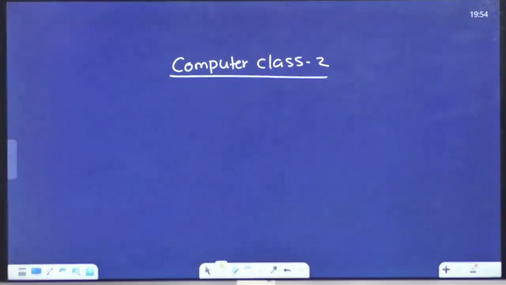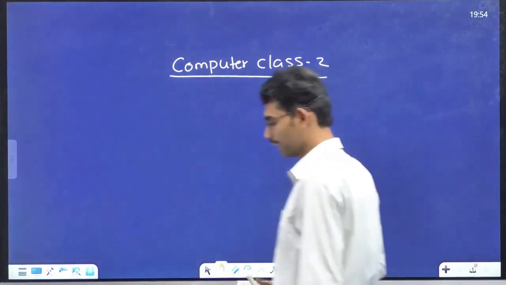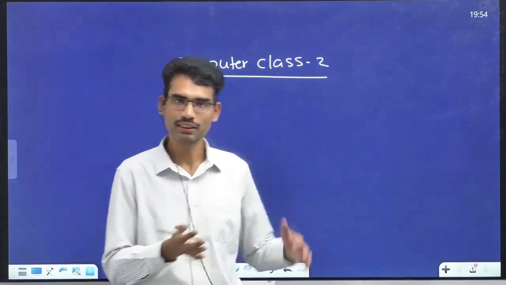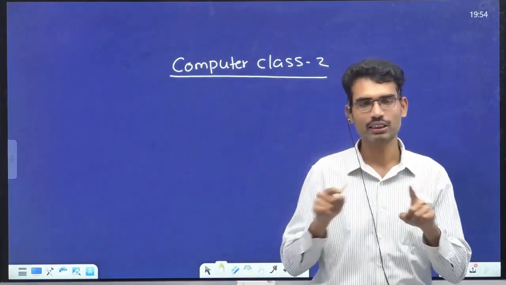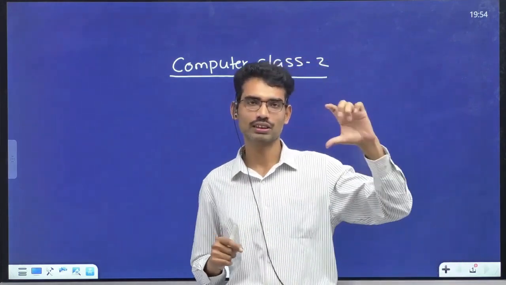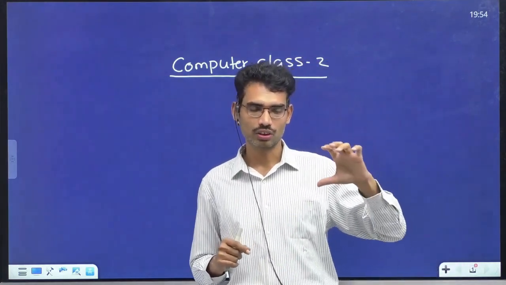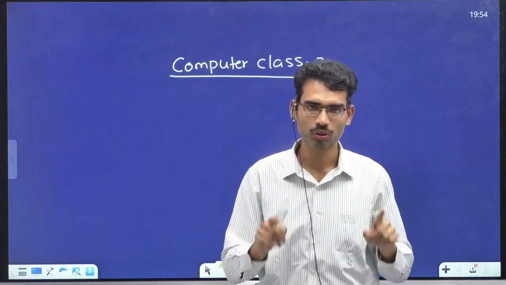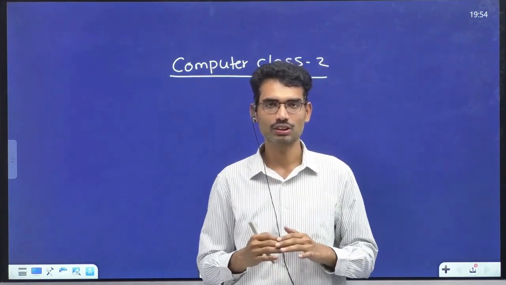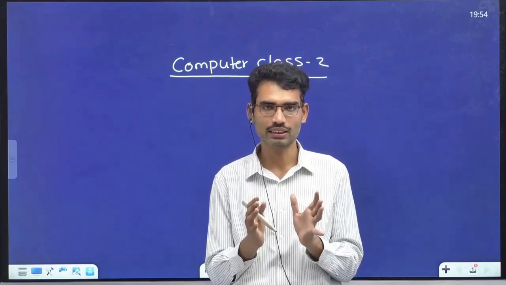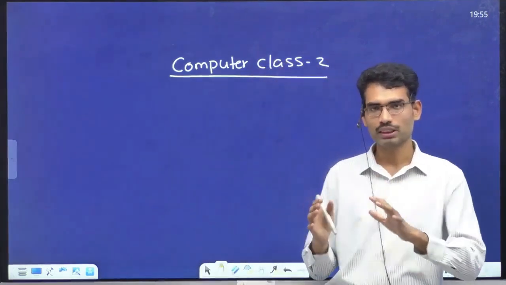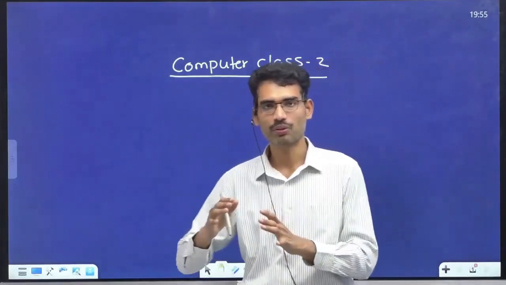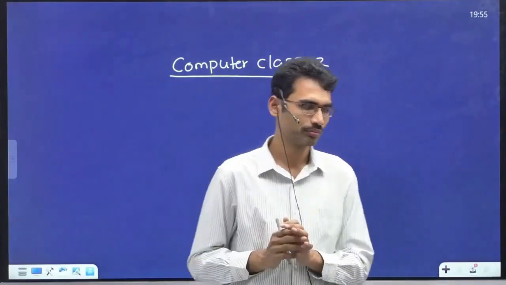Computer is an electronic device which performs arithmetic as well as logical operations. The place where arithmetic and logical operations are performed is part of the control unit, or overall both the control unit as well as the arithmetic logic unit, along with the memory, we consider as the central processing unit, CPU. The CPU gets input from the input section and provides output to the output section.